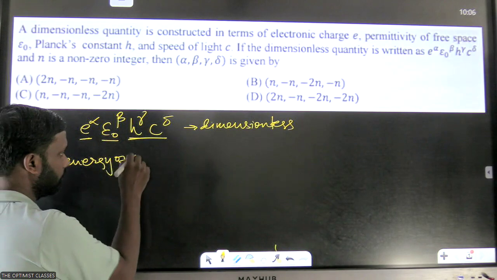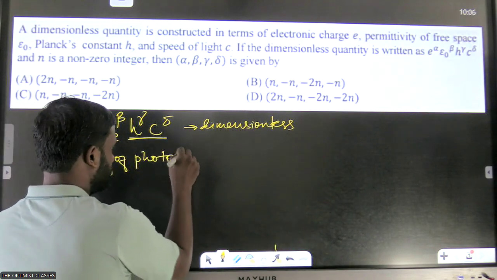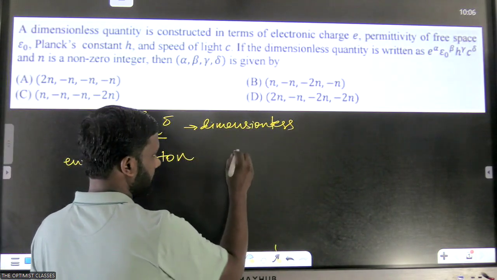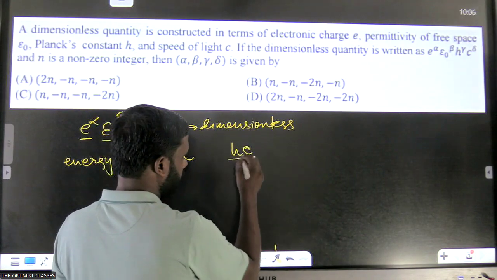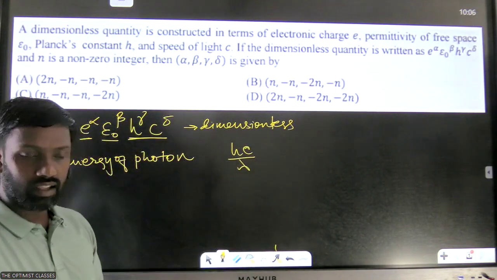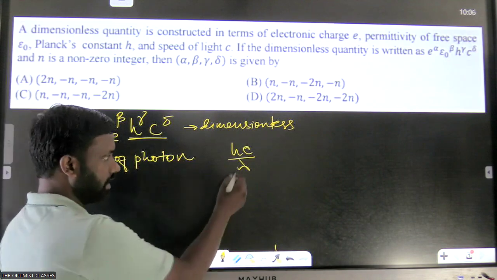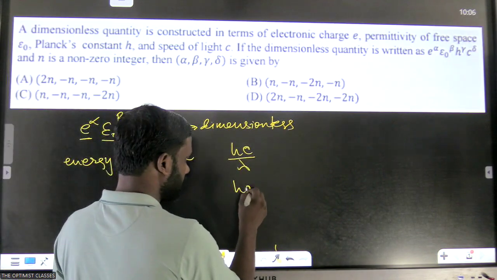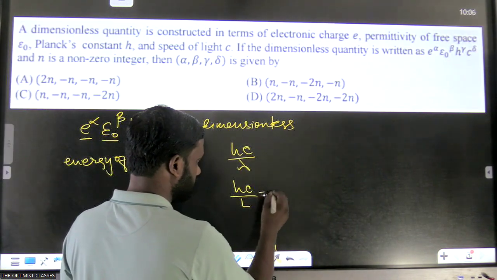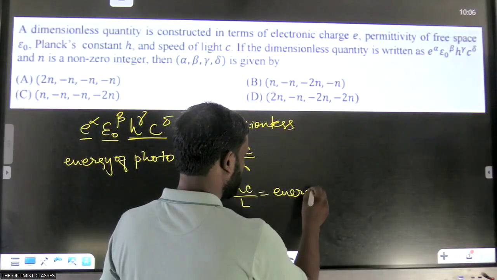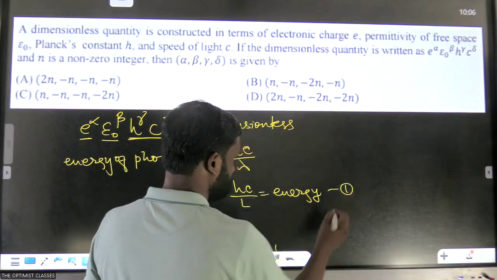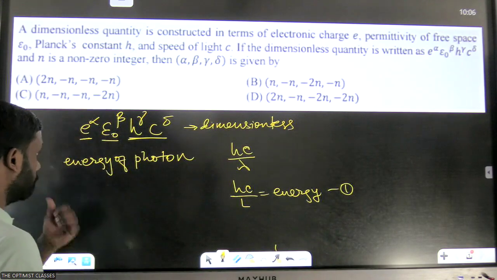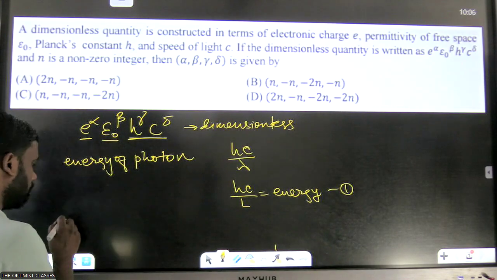Energy of photon is written as hc by lambda. So we are interested in dimension only. We'll say that lambda has dimension of length. So hc by length has dimension of energy. Call it equation number 1.